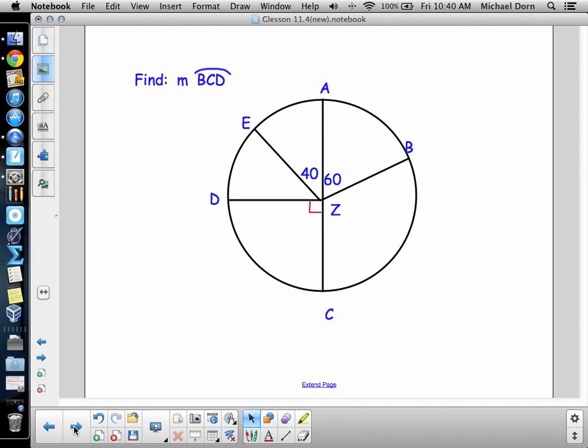In fact, tell you what we'll do. If someone wants to come up and demonstrate how they would do that, you could do it for all of us. Anybody, any volunteers? Answer the question. Find the measure of arc BCD. Anybody? Okay, then you can all do it on your own.